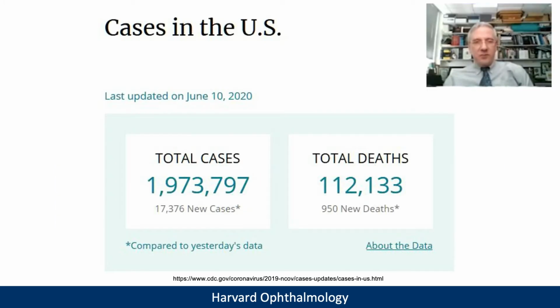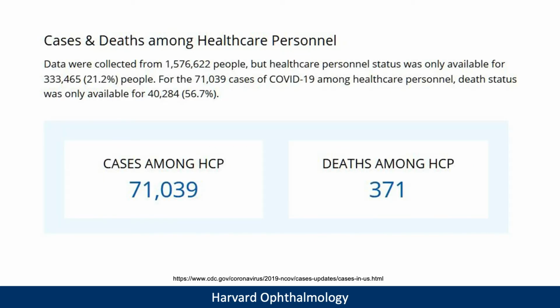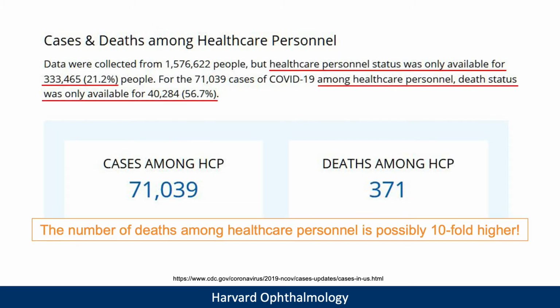It's a frightening number to see that there are almost 2 million cases reported in the US, with now approaching 115,000 deaths. And this may be an underestimate. There are persons who were never tested and died at home. And we also know that healthcare personnel have not gone unaffected. This estimate of the C.D.C., 371 deaths, is clearly an underestimate. If you do the math, it appears there could be as much as tenfold more, perhaps 3,000 deaths among healthcare providers just in the United States.